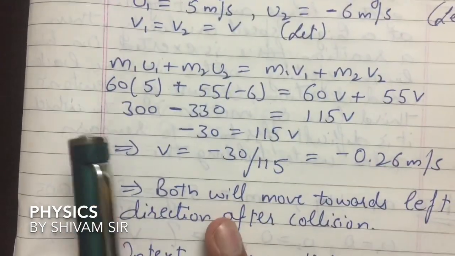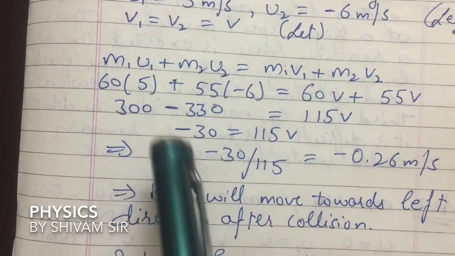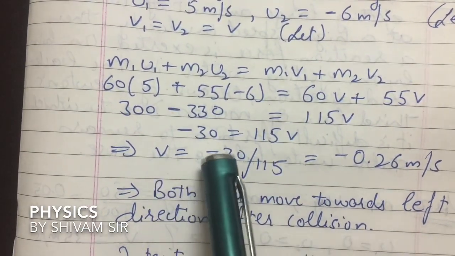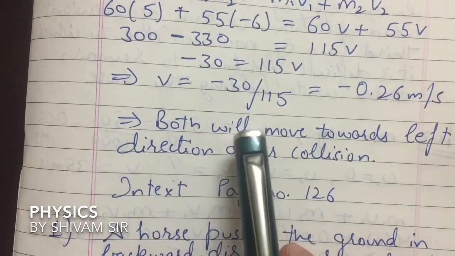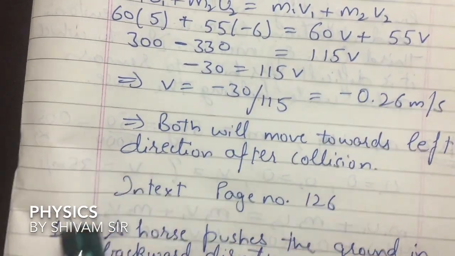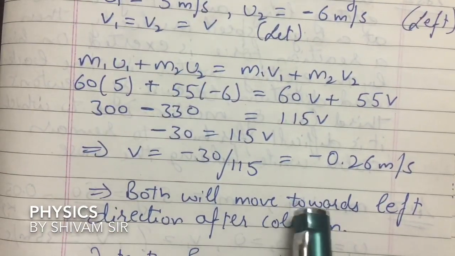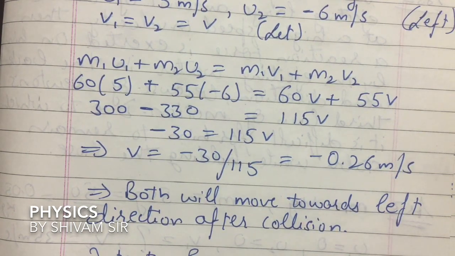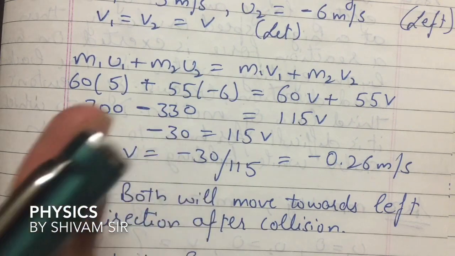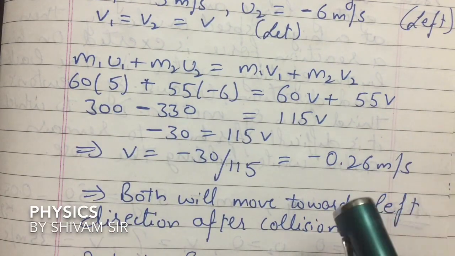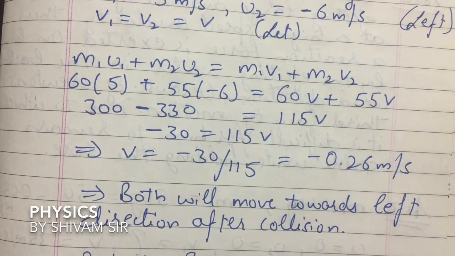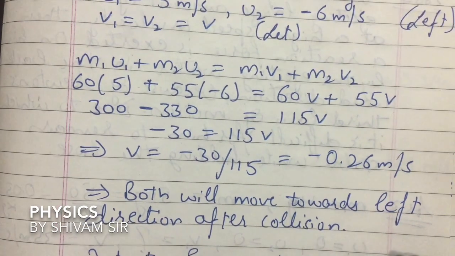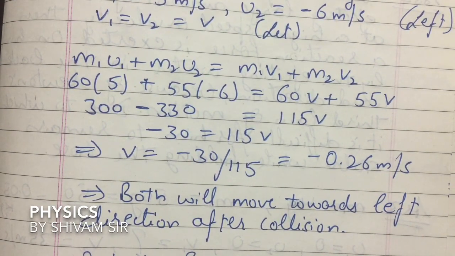So again, the law of conservation of momentum we have applied, putting the values. So we have got the value of v is equal to minus 30 upon 115. So this will be minus 0.26 meter per second. That means if the rightwards direction we have taken positive, both of them will move towards the leftward direction after the collision. So let's come back.